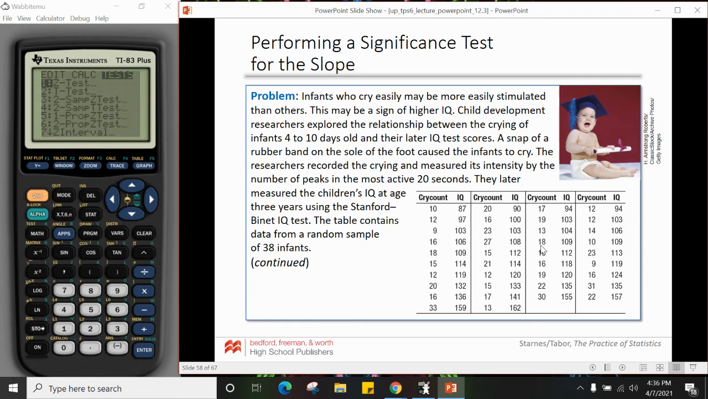This may be a sign of higher IQ. Child development researchers explore the relationship between the crying of infants 4 to 10 days old and their later IQ test scores. A snap of a rubber band on the sole of the foot caused the infants to cry. The researchers recorded the crying and measured its intensity by the number of peaks in the most active 20 seconds. They later measured the child's IQ at age 3 using the Stanford-Binet IQ test. The table contains data from a random sample of 38 infants.